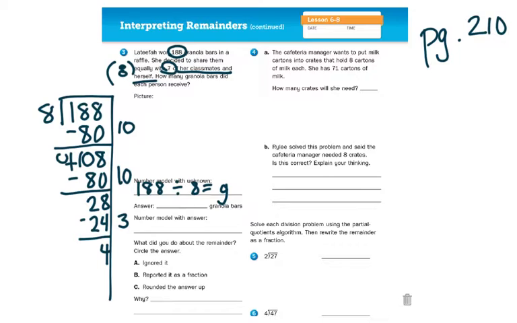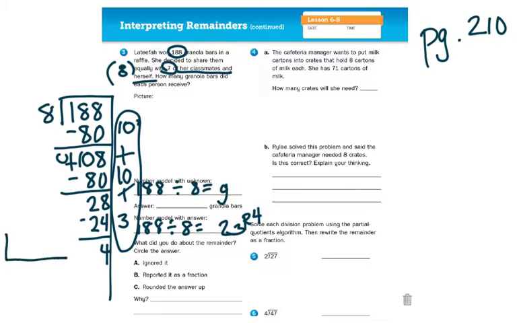Now, I cannot give out one more granola bar for each student because there's only 4 granola bars and 8 people to give it to. So the answer would be 188 divided by 8 equals 23, because I add those numbers up on the side. 10 plus 10 plus 3 is 23, remainder 4.